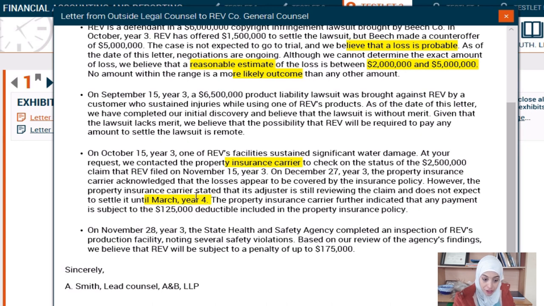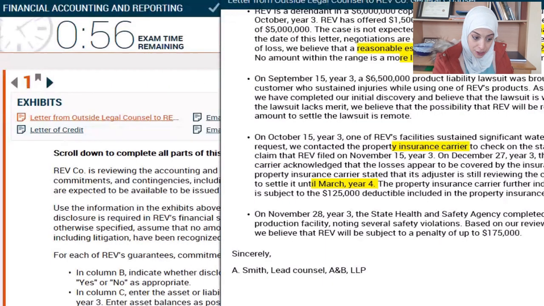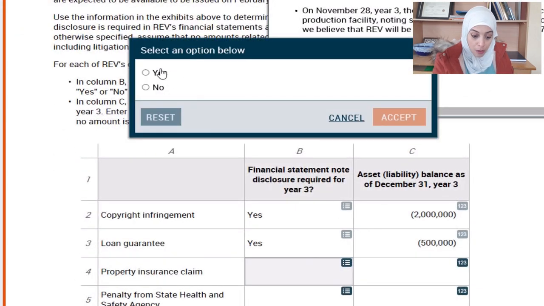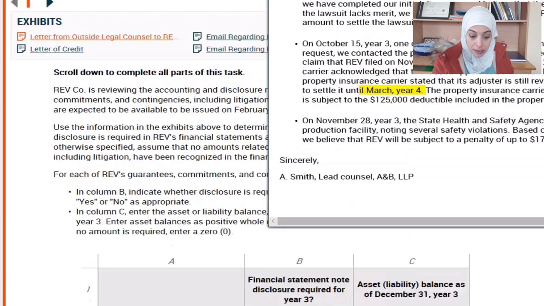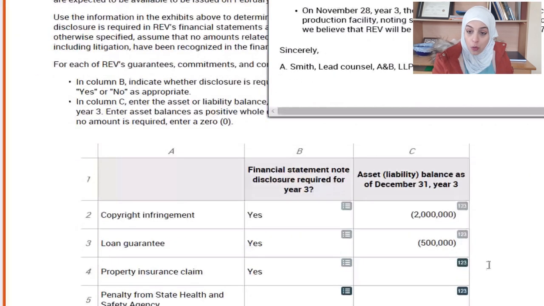So there is a claim and an insurance that is still under review, and RIF may make some gain out of it. Usually property insurance claims should be disclosed. So you should put yes here, because it should be disclosed, as it may result in a gain in the future. But concerning the amount, no amount should be recorded, because no gain was realized yet.